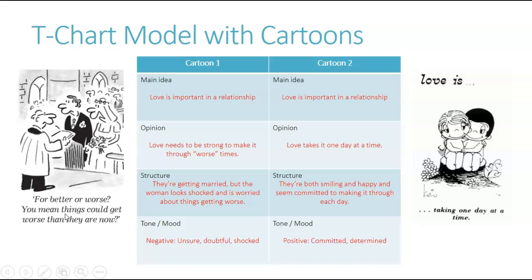She says, for better or worse? You mean things could get worse than they are now? Whereas here, they're smiling, they're hugging, they're holding hands, looking at each other with their body language. They're both smiling and happy and seem committed to making it through each day. So any questions that we have that might ask us about the structure of the text or kind of how the text is set up, we could use this information to help us better answer those questions.